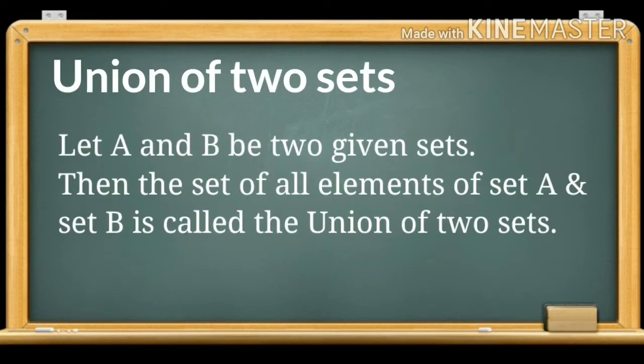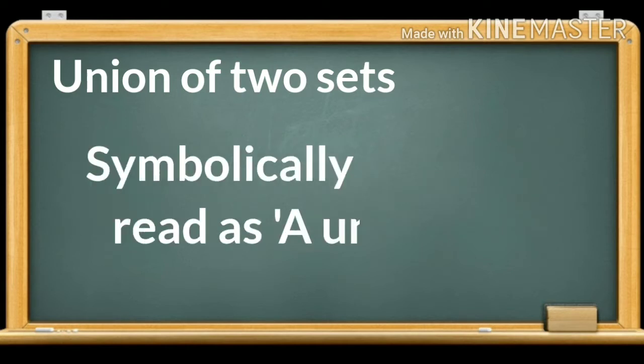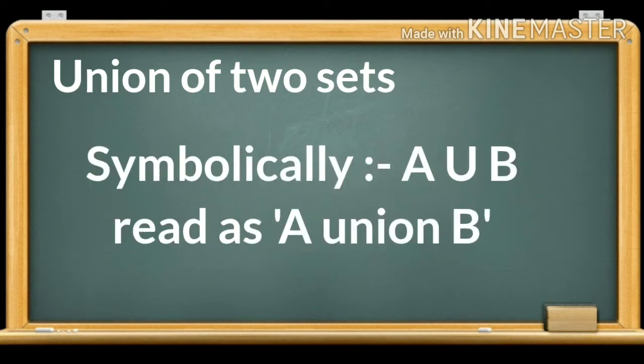Suppose A and B are two given sets. Then the set of all elements of set A and B is called union of two sets. Symbolically, it is written as A union B.